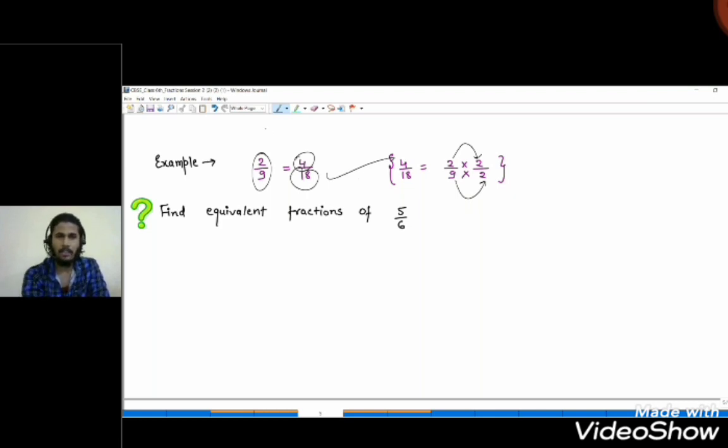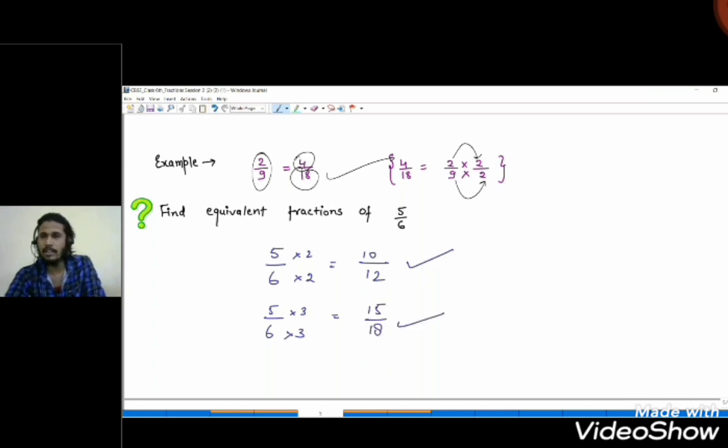Let's come to equivalent fractions of 5 upon 6. To find the equivalent fractions of 5 upon 6, what if we multiply the numerator by 2 and the denominator by 2? That becomes 5 multiplied by 2 is 10, 6 multiplied by 2 is 12, and thus 10 upon 12 is the equivalent fraction. We can find many such equivalent fractions. In fact, we can find countless equivalent fractions. We can multiply both the numerator and the denominator by 3. We are going to get 15 in the numerator and 18 in the denominator, isn't it, students?